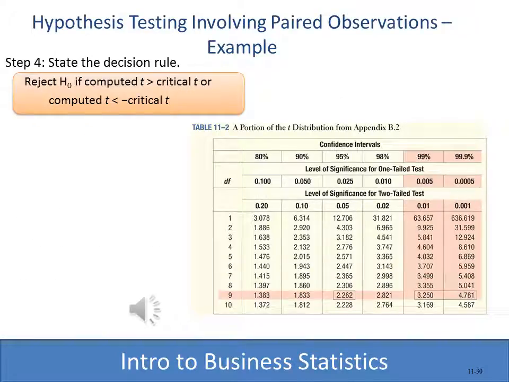Our degrees of freedom, because these are dependent samples, there's essentially only one sample, so it's n minus 1. So our degrees of freedom is 9 because there were 10 houses that we were looking at. We're looking at the 0.05 significance level for a two-tailed test, and so therefore our critical value comes out to be 2.262.